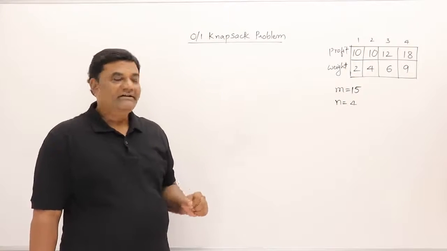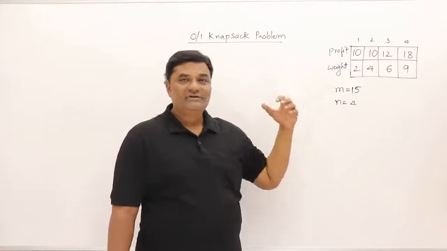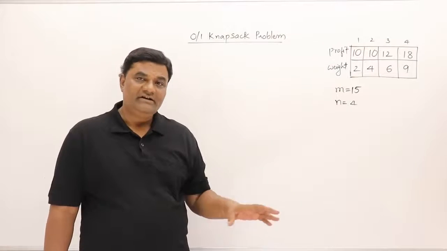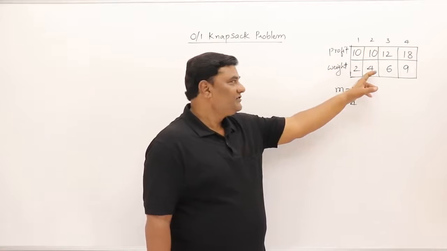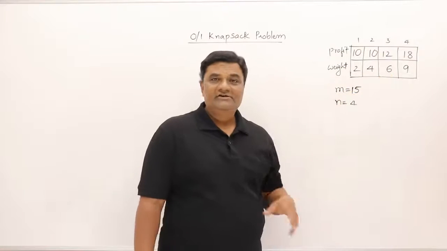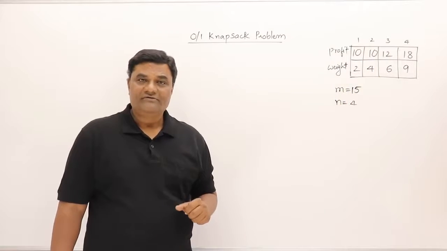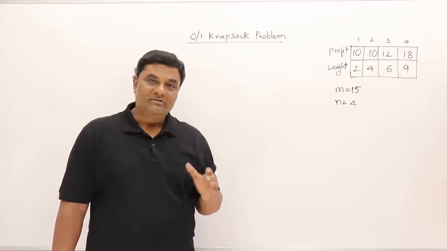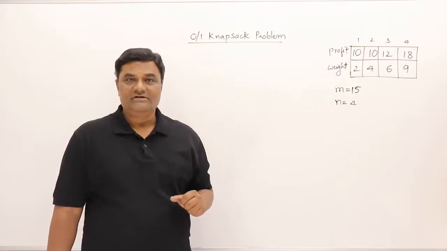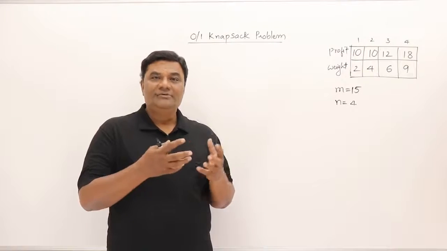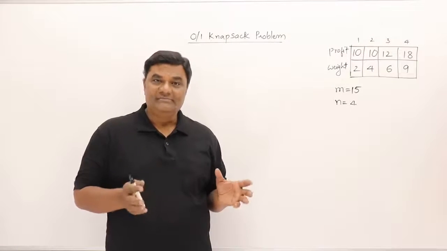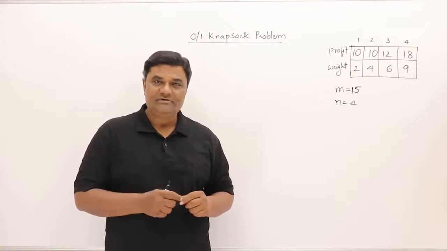And one more important thing is, if you are taking any object, then you must take the complete object or don't take it at all. See here, the weight of this object is 4 kg or 6 kg. So I cannot take 2 kg or 1 kg out of it. I must take the complete object or don't take the object at all. So the problem is, the total profit gain should be maximized. So it's a maximization problem.